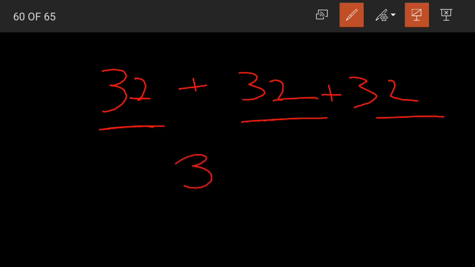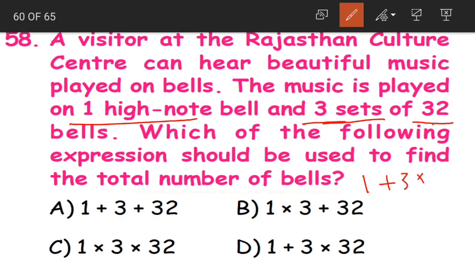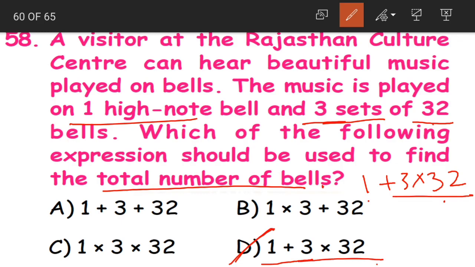How can we represent this? 3 into 32. Yes children, 3 into 32. So 1 plus 3 into 32 will be used to find out the total number of bells. That is option D, 1 plus 3 into 32. Clear children? Multiplication here means repeated addition. So instead of adding it 3 times, we simply multiply it with 3. 1 plus 3 into 32.